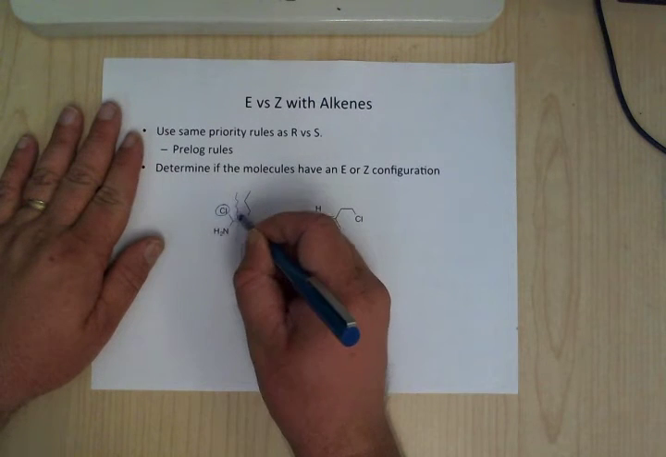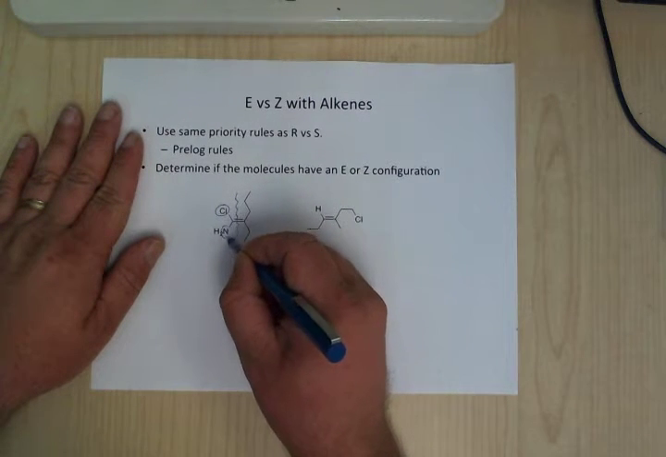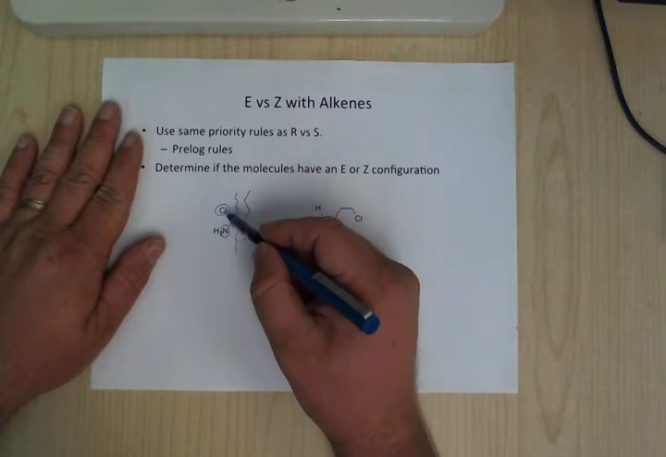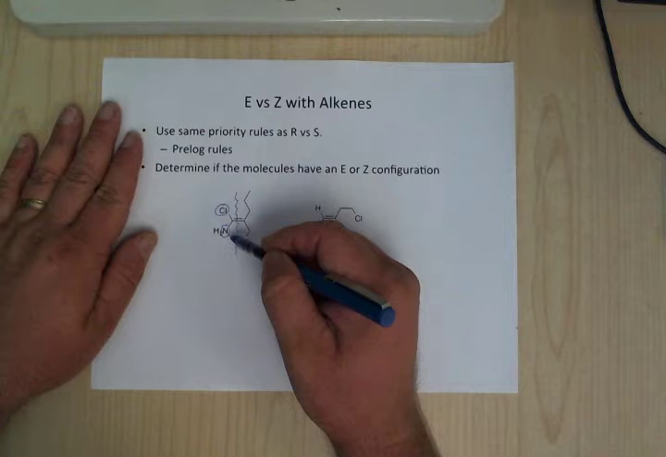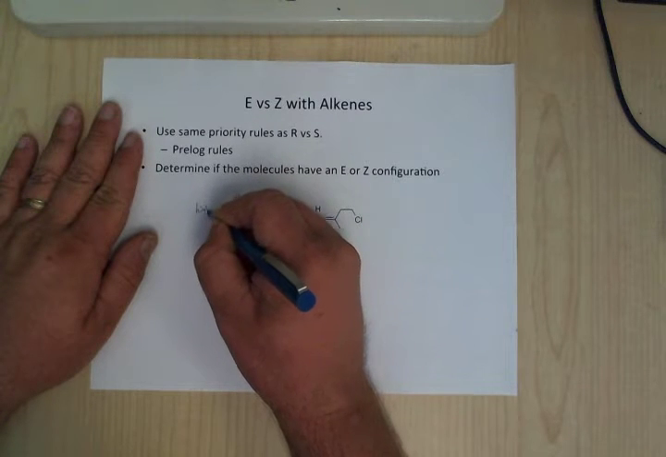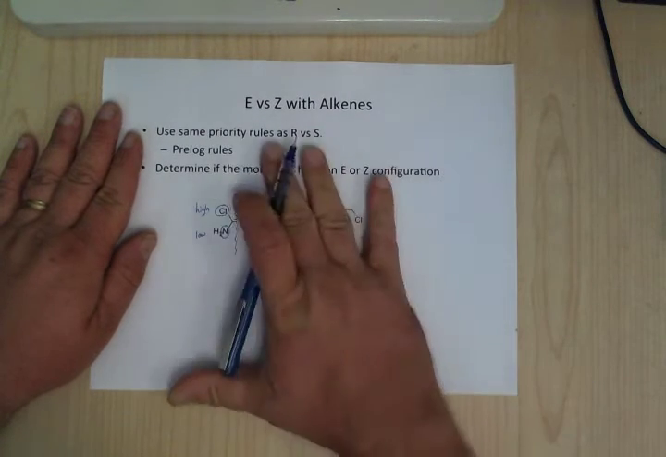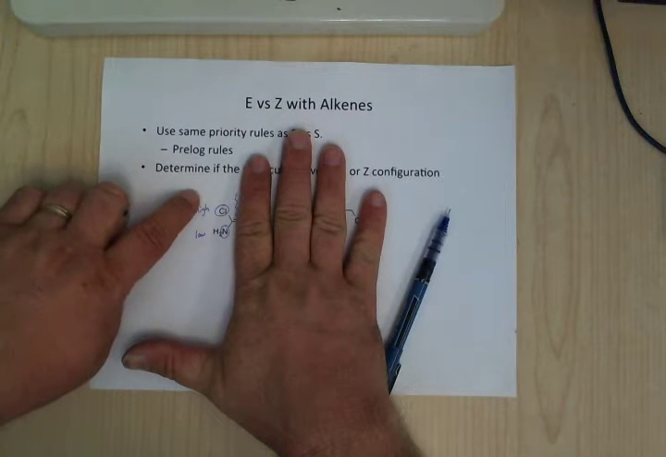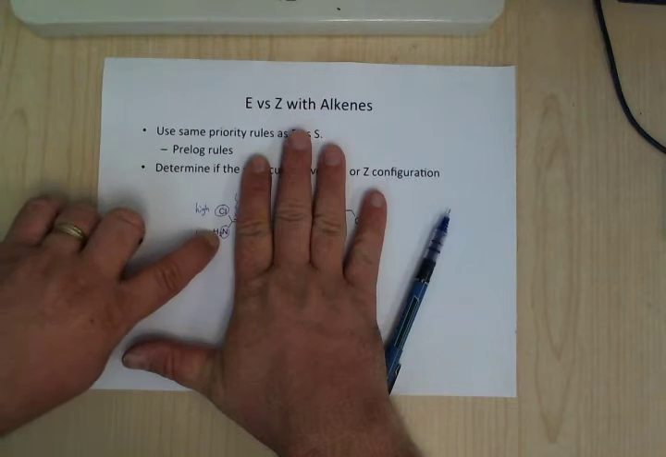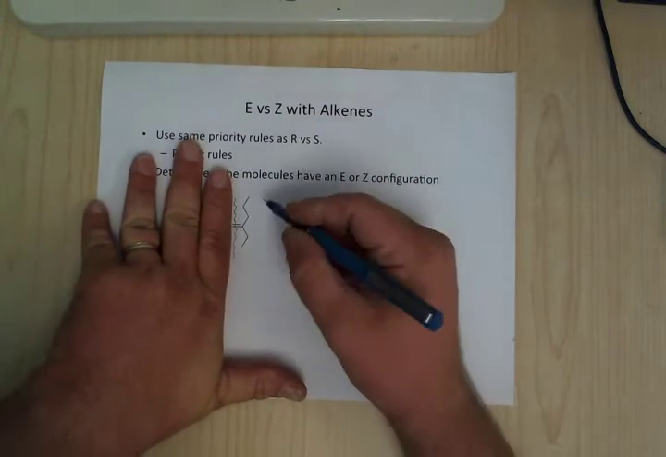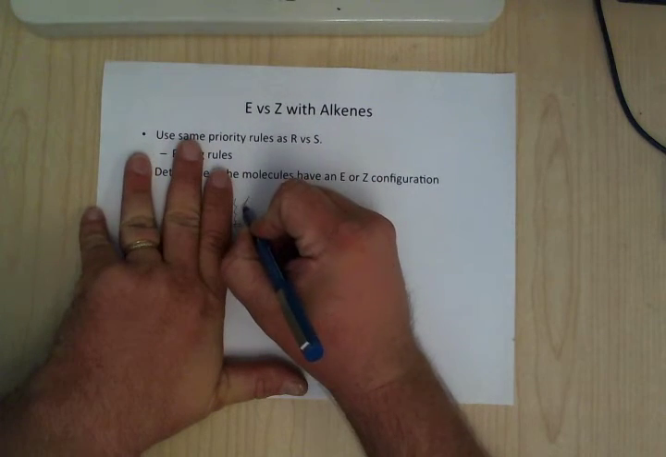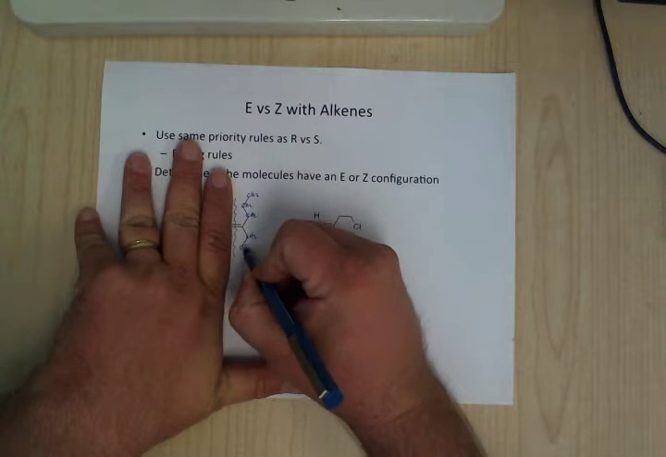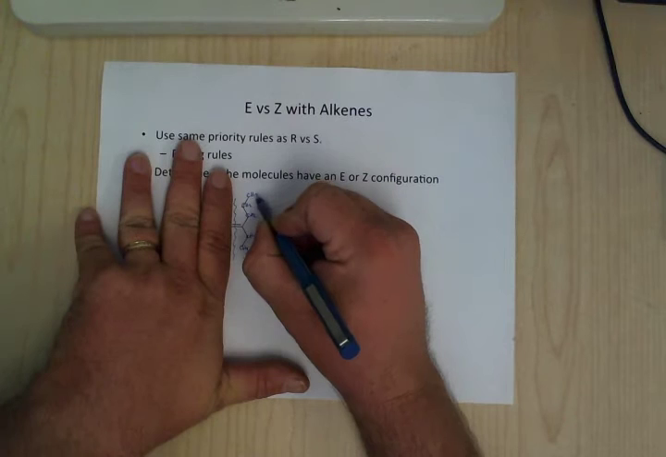So here we go, chlorine. You're going to look on this side, chlorine versus nitrogen. In this case, chlorine is heavier than nitrogen, so this is higher priority than this. So we just ignore this side and say high-low. In this case, this is high because chlorine is heavier than nitrogen. Okay, so on this side, we have a CH2, CH2, CH2, CH2, CH3, excuse me.